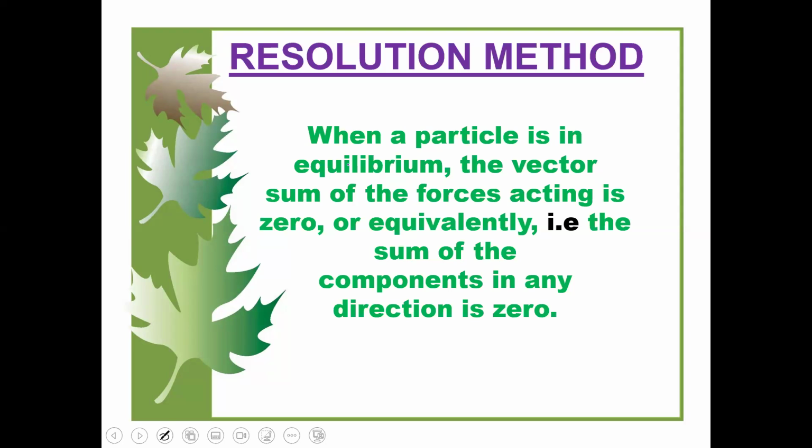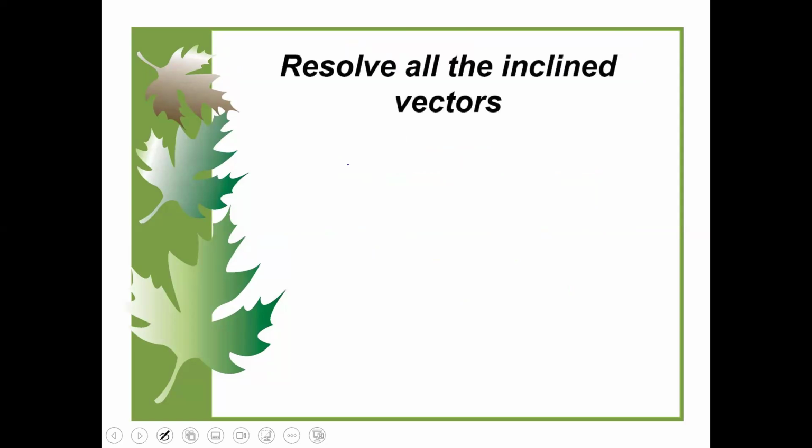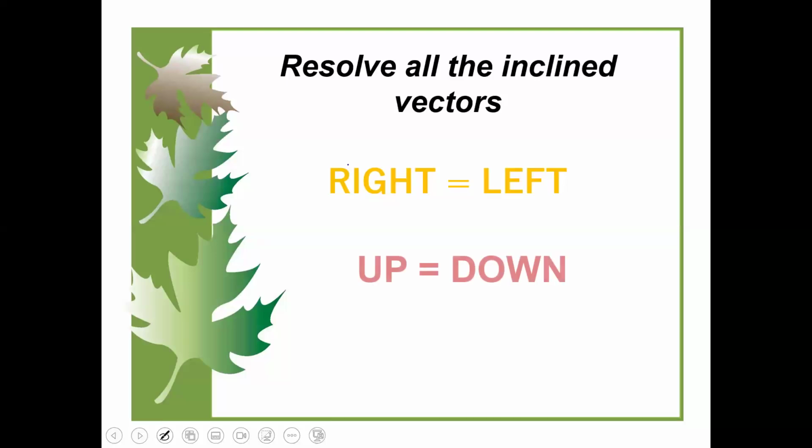So if a system is in equilibrium, what do we do? We resolve the vectors. When a system is in equilibrium, we resolve the vectors. And what is the logic? Right is equal to left, and the second logic, up is equal to down. When a system is in equilibrium, we resolve all the inclined vectors, then right is equal to left and up is equal to down.